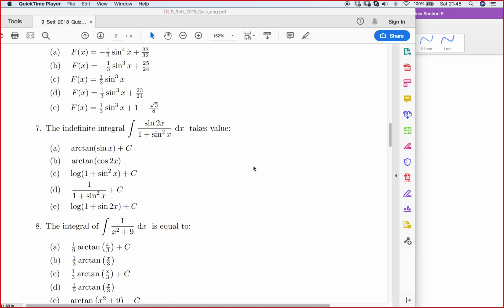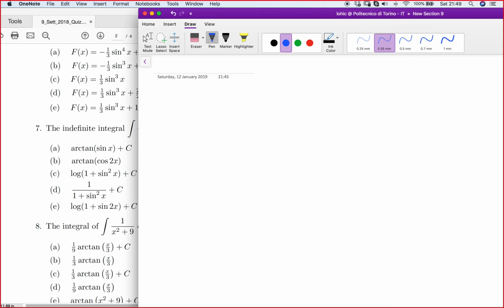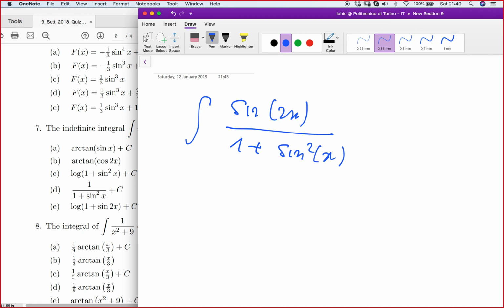Last time we solved this MCQ until number 7, so we start with number 7. The indefinite integral given by the integral of sine of 2x over 1 plus sine square of x in dx takes value. Here we are asked to compute this indefinite integral. So it is the integral of sine of 2x divided by 1 plus sine square of x in dx.